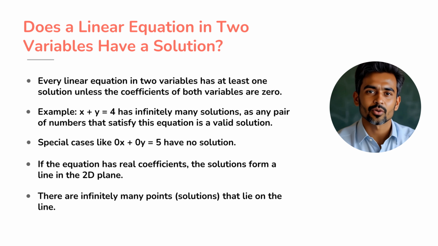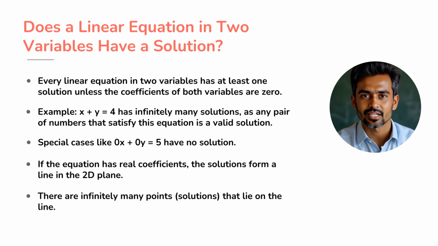Now you might be wondering, does every linear equation in two variables even have a solution? Well, yes it does, but there are some exceptions. Most of the time, a linear equation has infinite solutions. For instance, the equation x plus y equals 4 has an infinite number of solutions. Any pair of numbers that add up to 4 will work, such as 1, 3, 2, 2, 3, 1, and so on. However, there are some cases where there are no solutions.